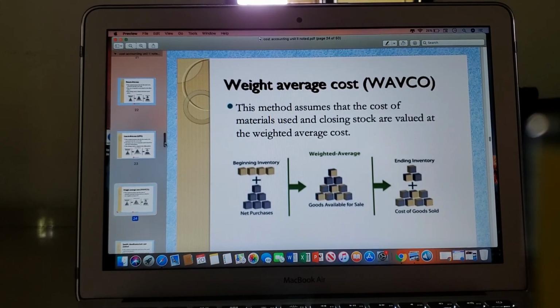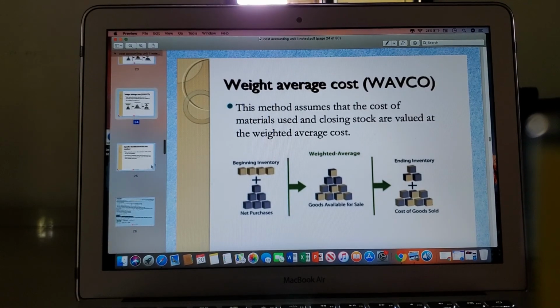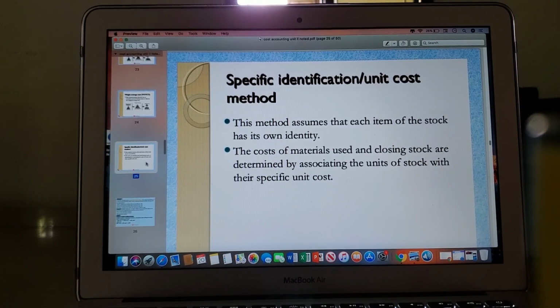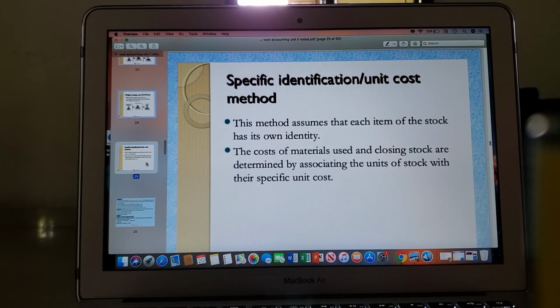Next we go on to the last and final method, which is called the specific identification unit cost method. This method assumes that each item of the stock has its own identity. The costs of materials used and closing stock are determined by associating the units of stock with their specific unit cost. So that ends this particular part of Unit 2.